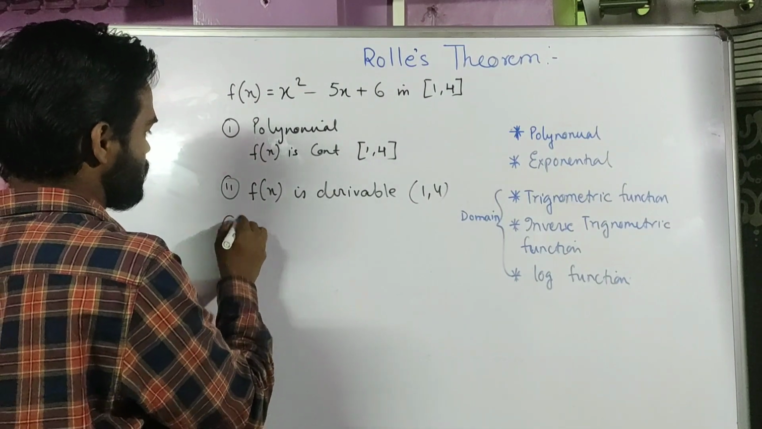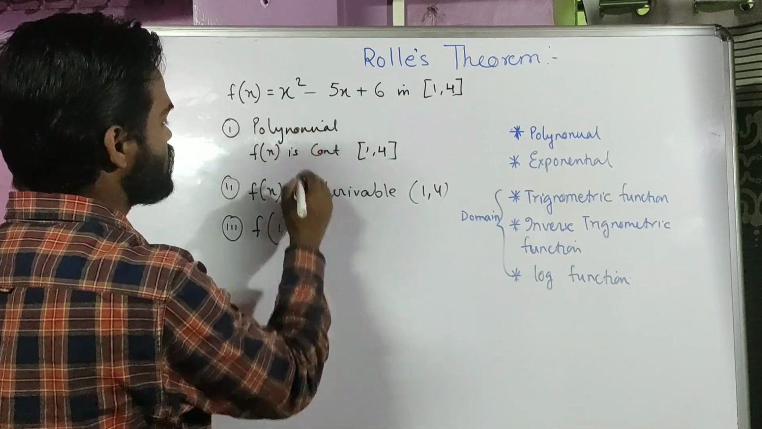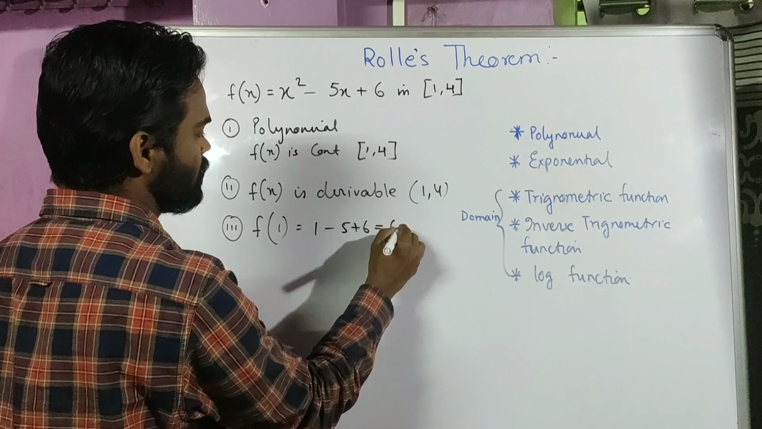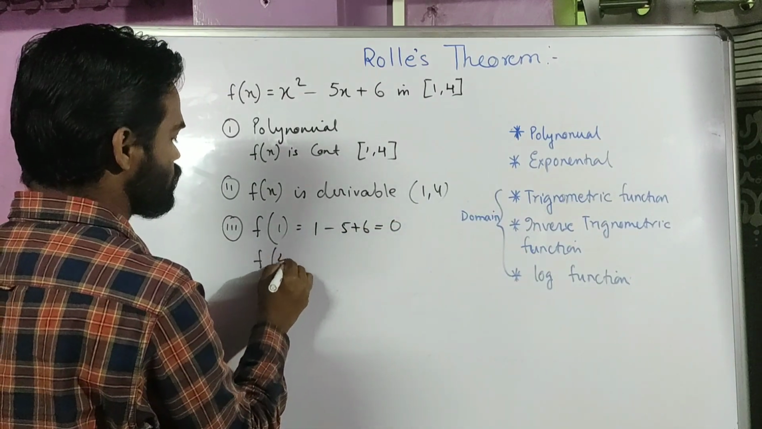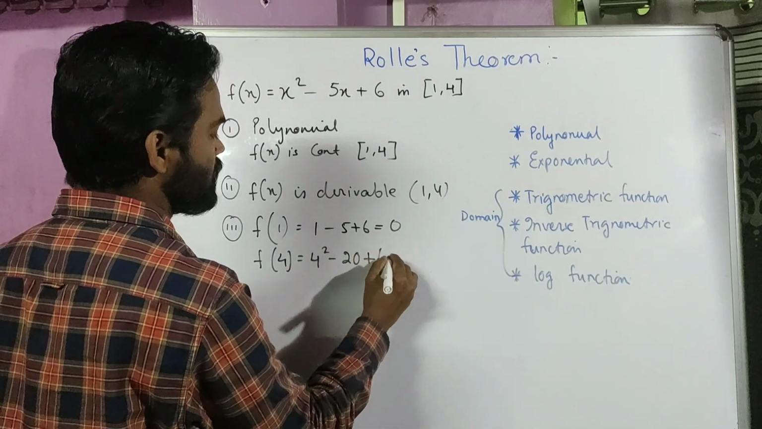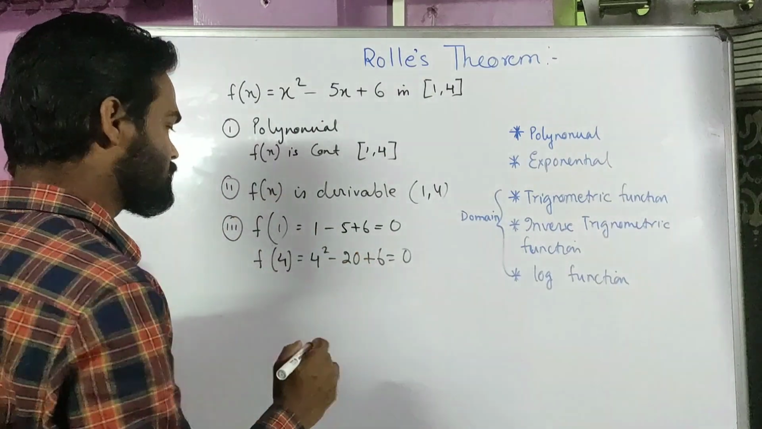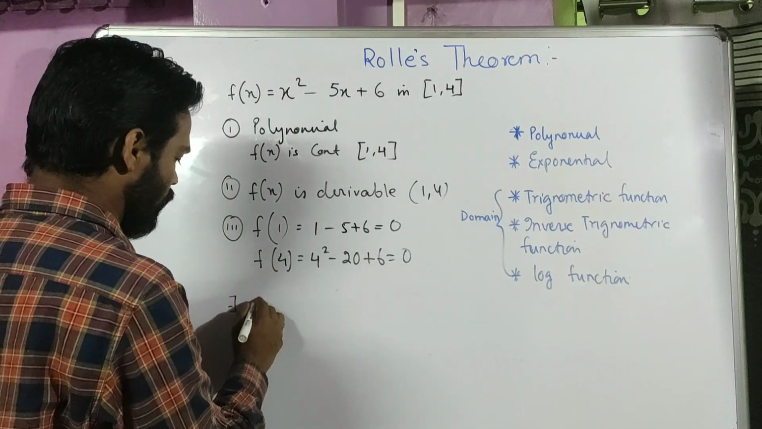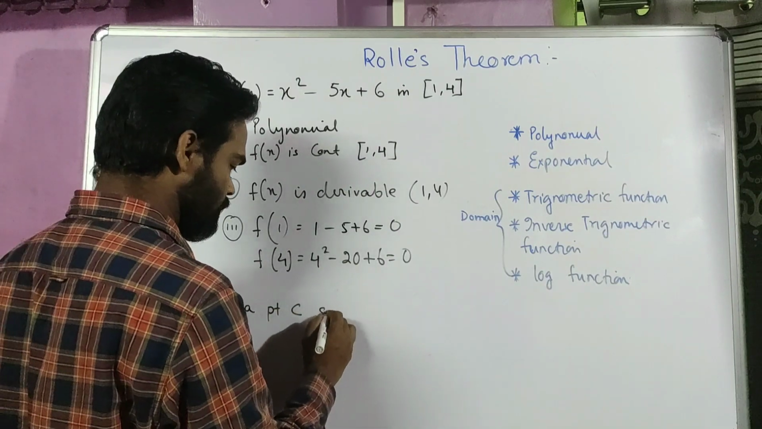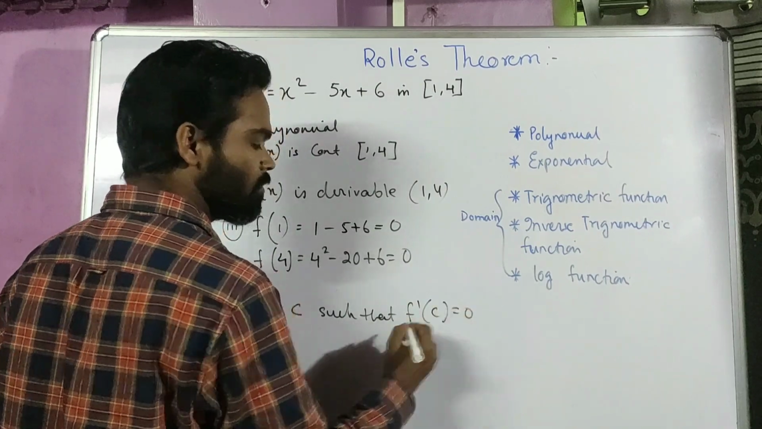Third, we'll find f(a), that's f(1). f(1) is what? 1 square minus 5 plus 4, this is 0. And f(4) is what? 4 square minus 5 into 4 is 20, plus 4, that's again 0. So f(a) equals f(b). Then there exists a point c such that f'(c) equals 0.